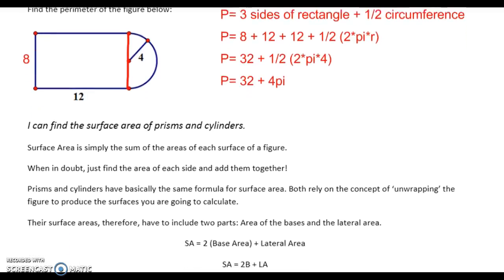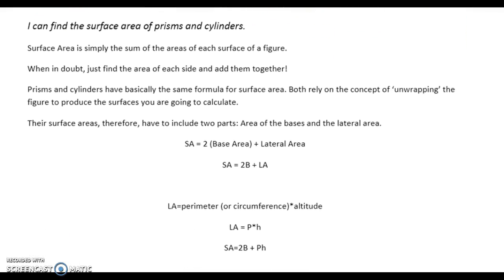So, then we're going to talk about surface area. Surface area is simply the sum of the areas of each surface of a figure. When you forget a formula for surface area, what you really need to do, when in doubt, is just find the area of each side and add them together. If you forget your formulas, you can get there. It just might take you longer. Knowing the formulas is a shortcut. It's not a necessity.